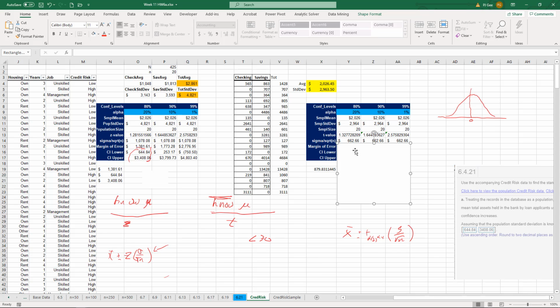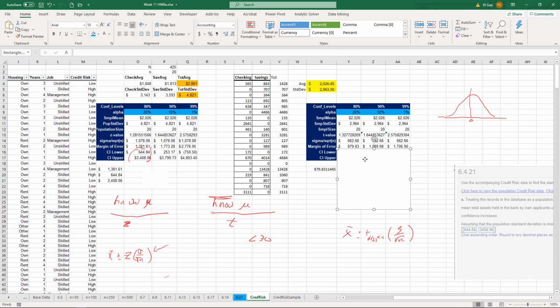So for our t-value, I'll show you the formula there. T.INV is equal to 1 minus half of alpha. We need a probability in there, and we put in the degrees of freedom, which is the number of readings in a sample less 1. Then s over the square root of n. All I did was take the sample standard deviation and divide by the square root of n, which is 20.